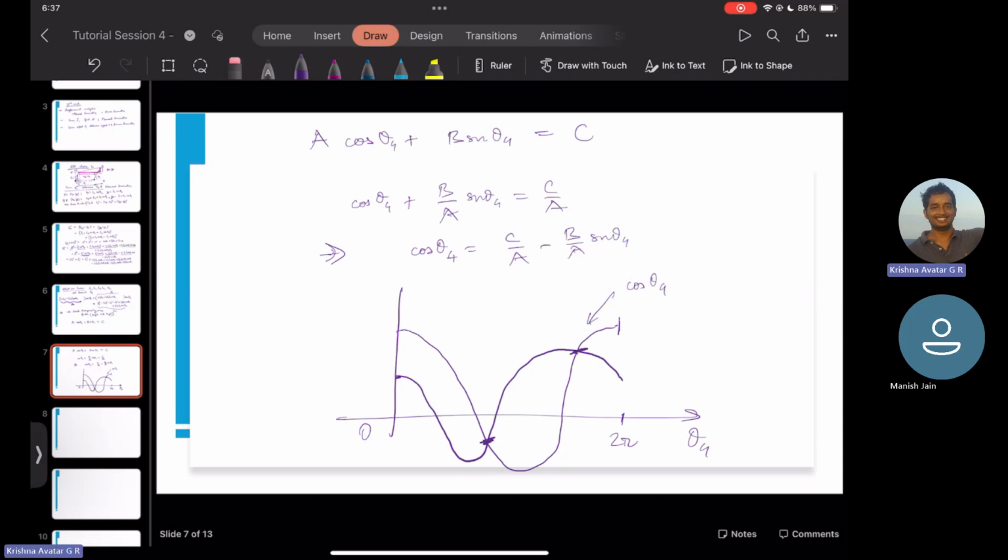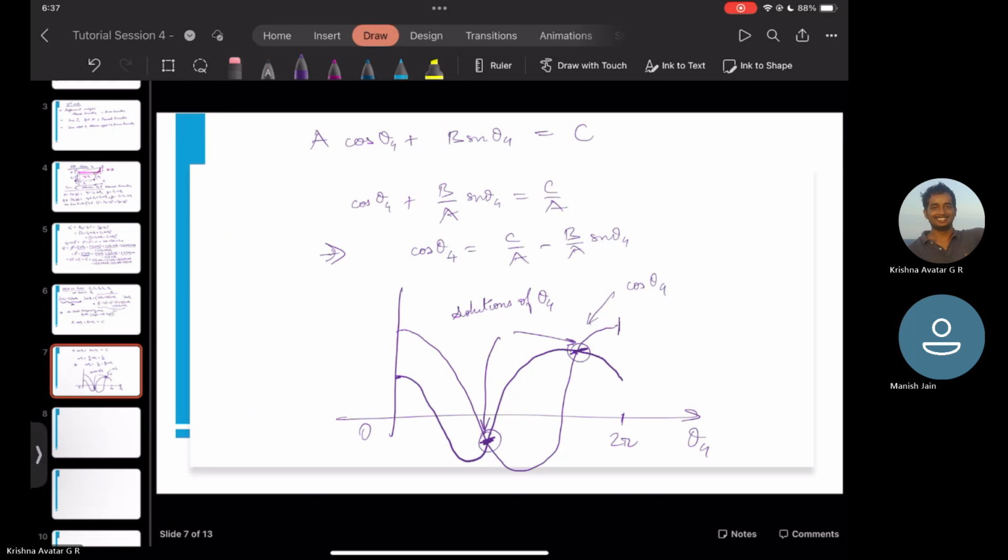So these are the solutions where they intersect. These are solutions of theta 4. And as you recall, you have two solutions because they will intersect at 2 points. So this is one approach, which was not taught during the class.